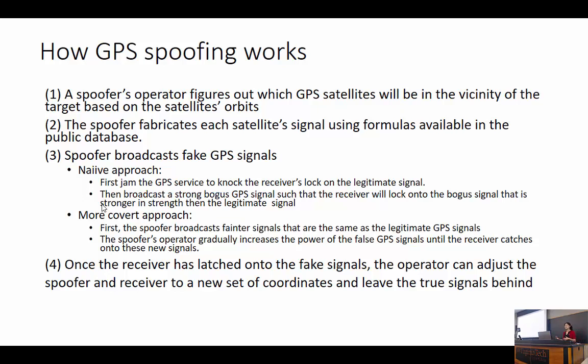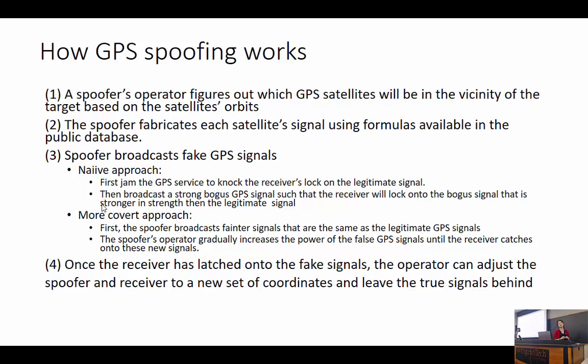One of the naive ways is that he can first jam the GPS service, sending the jamming signal on the GPS channel, which will break the receiver's lock on the legitimate signal. Because of the jamming, the receiver's radio will lose the lock on the GPS signal. And then the attacker can broadcast a strong bogus GPS signal, such that when the jamming signal disappears, the receiver comes back and tries to find where the GPS signal is. The receiver will then lock onto the bogus signal, because the bogus signal has a stronger signal strength than the legitimate signal.